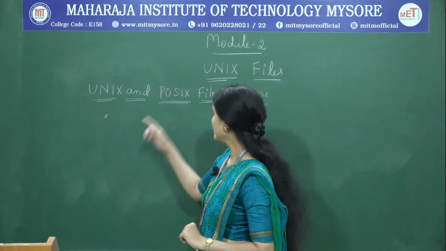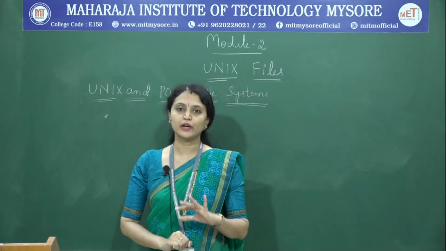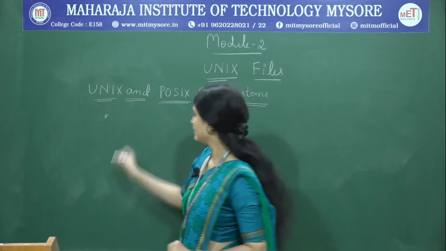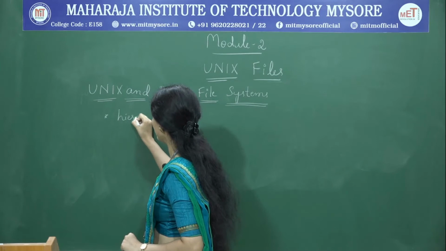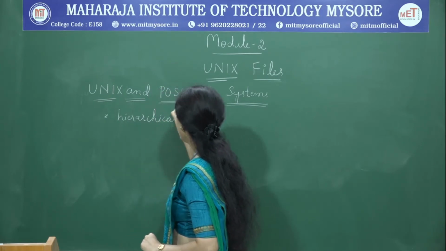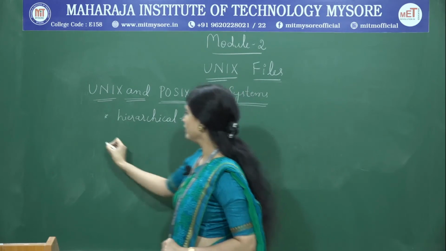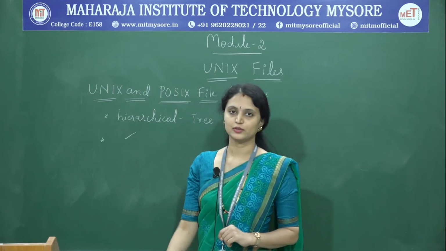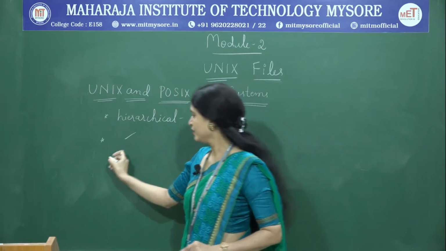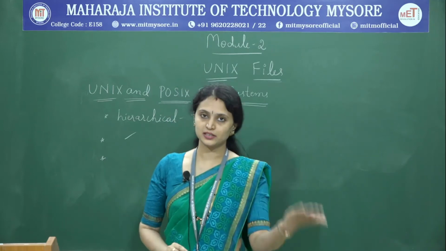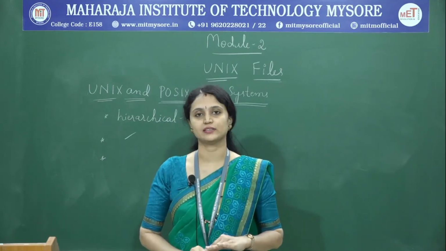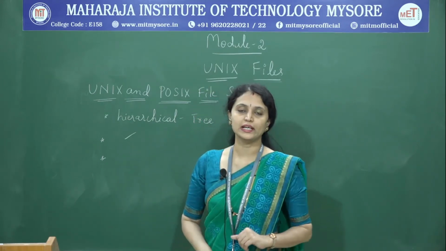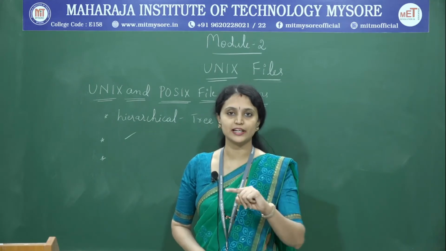In the UNIX and POSIX file system, the files are arranged in the form of a tree-like hierarchical structure. That is the first point. Here the root node starts with the symbol /. This represents the root node, and the leaf nodes can be either other directory files or any other files. Here we have two types of path names: one is the absolute path name and the second is the relative path name.